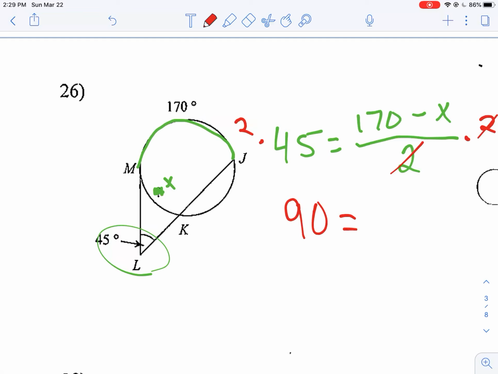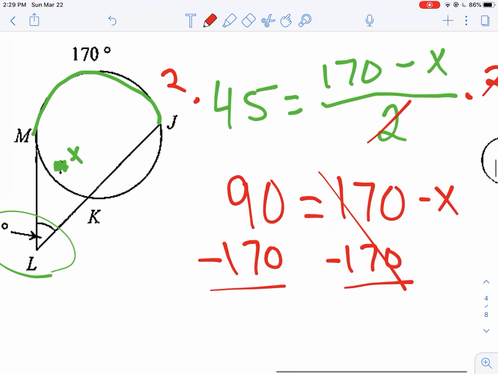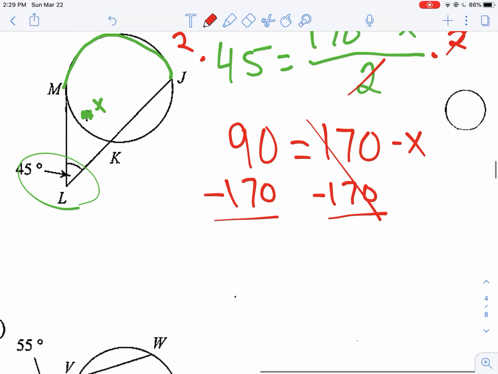Okay, so that 45 becomes a 90. I have 90 equals 170 minus x. All right, cool. I'm going to subtract 170 from both sides. Okay, you will not be getting any negatives in this worksheet. No negative answers. So if you notice, if I do 90 minus 170 in my calculator, you will get a negative 80. That's not my answer.